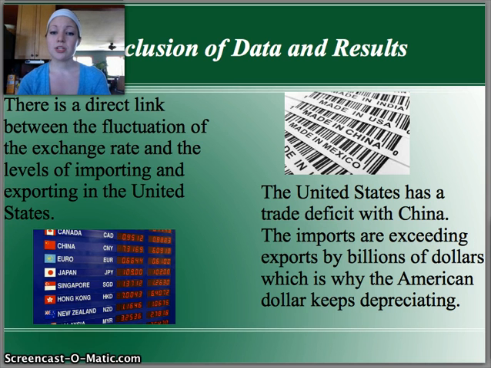So my conclusion of my data and results: there's a direct link between the fluctuation of the exchange rate and the levels of importing and exporting in the United States. And the United States has a major trade deficit with China. The imports are exceeding exports by billions of dollars, which is why the dollar keeps depreciating, and it's also outsourcing more jobs because we import so much from other countries.